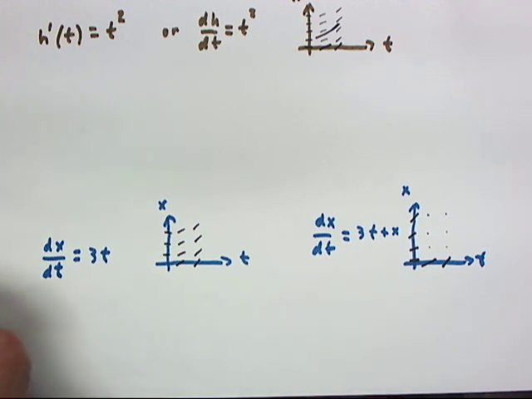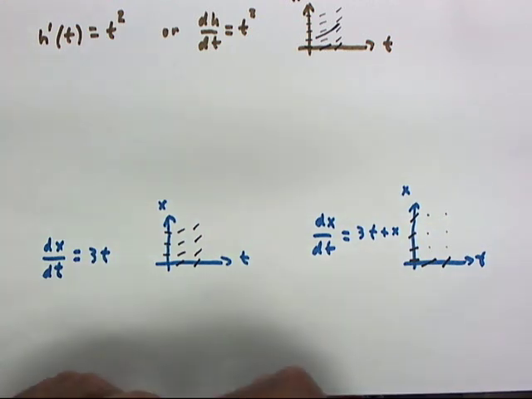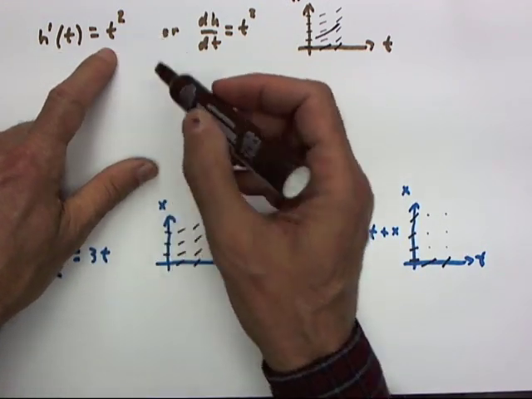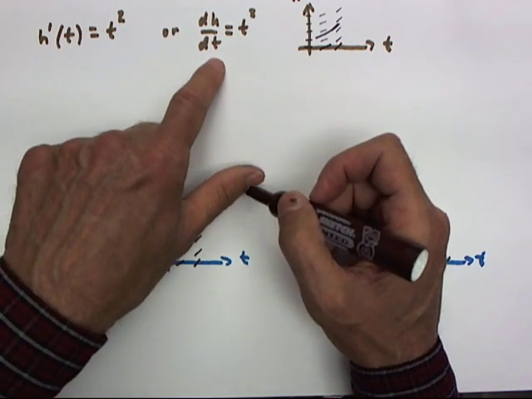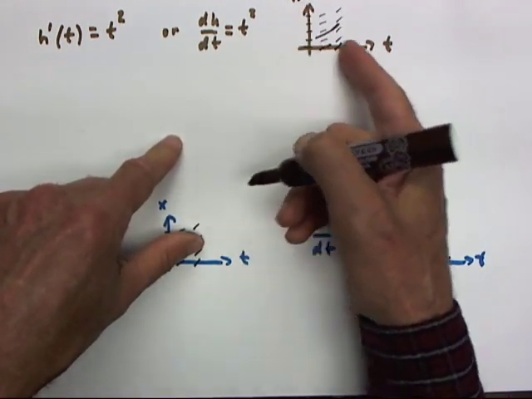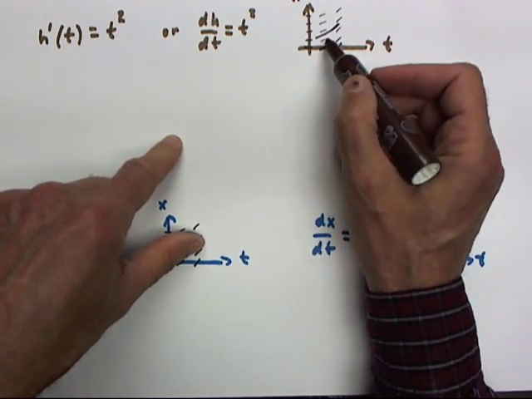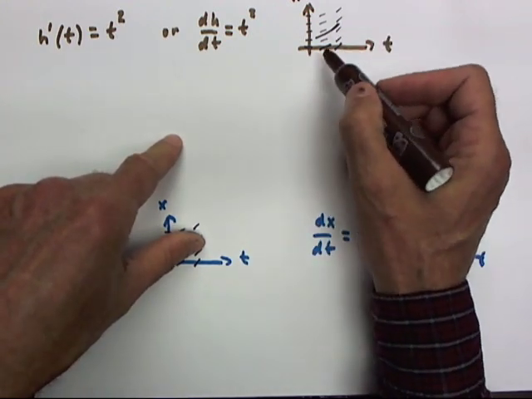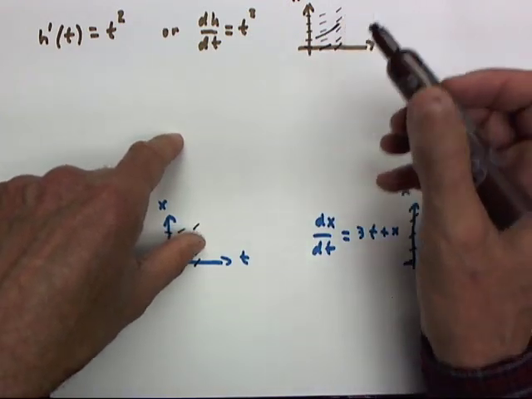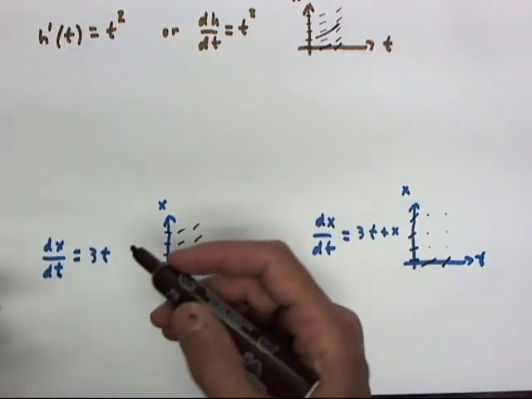We're going to look at a couple of simple equations and one that isn't quite as simple. Our first equation is going to be h prime of t equals t squared, or dh/dt equals t squared. This will be associated with the direction field that's going to look something like this, not particularly well drawn, and we'll have solution curves within the direction field as we've seen before.